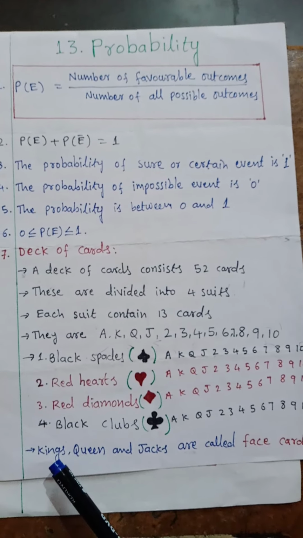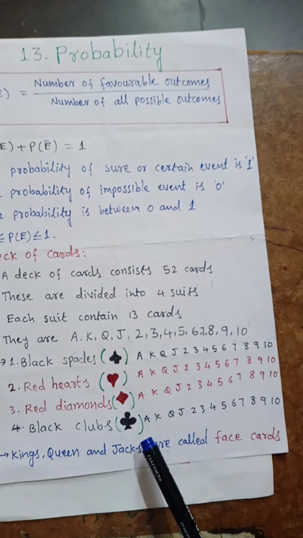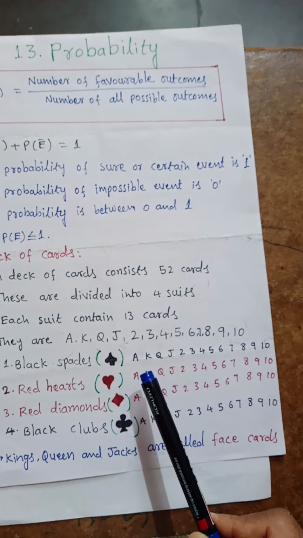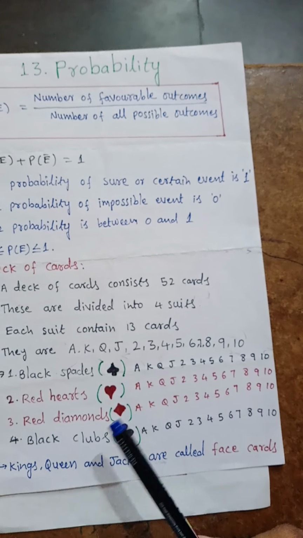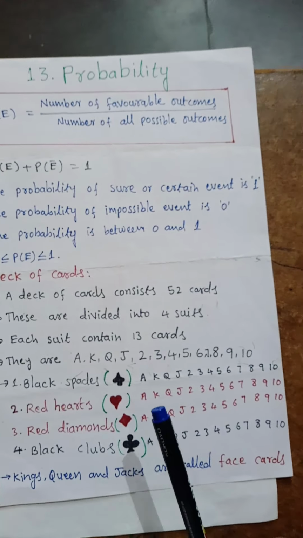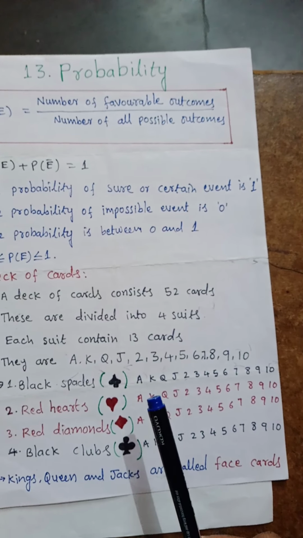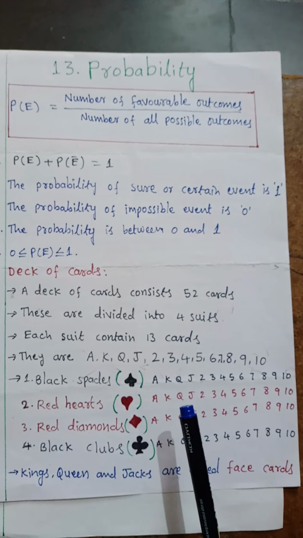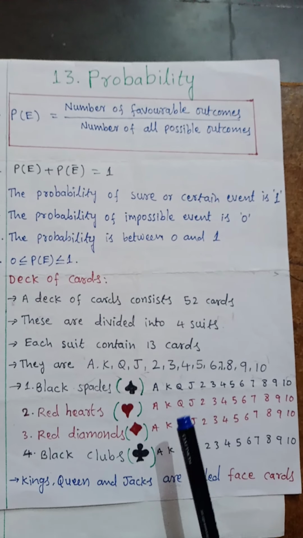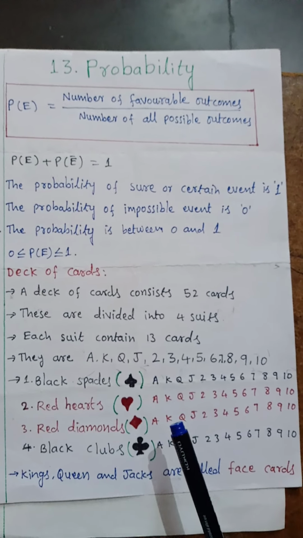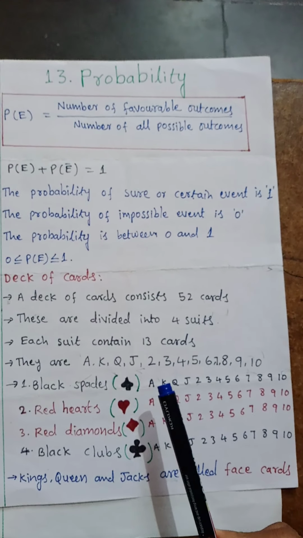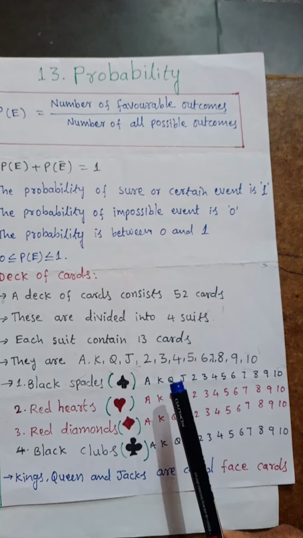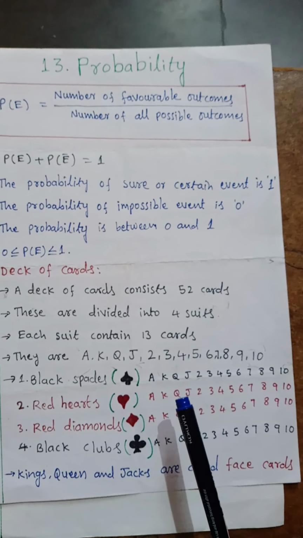King, queen and jack are called face cards, meaning these 3 cards are called face cards. In this, how many red face cards are there? See, red face cards 6, black face cards also 6. Total face cards, how many are there? Each suit has 3 face cards, so 4 times 3 is 12 cards. Remember this, very important.